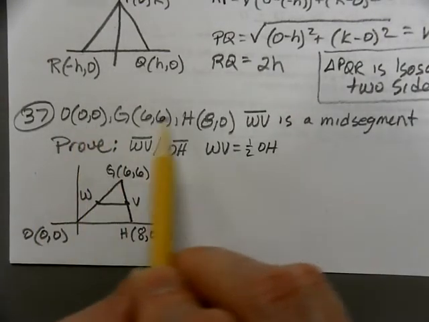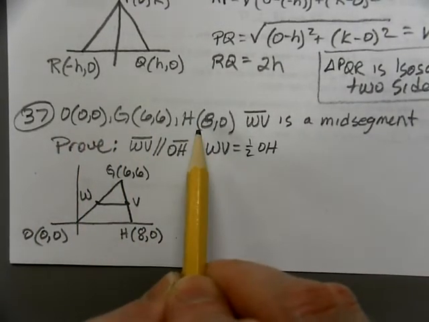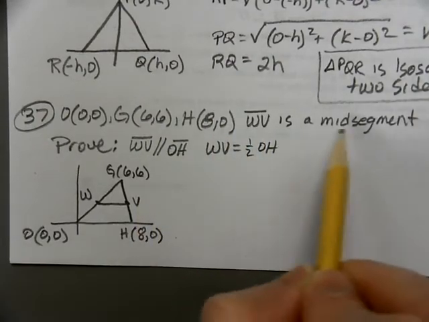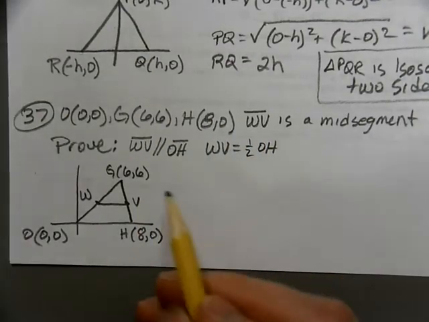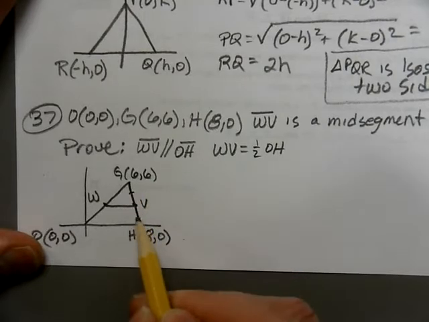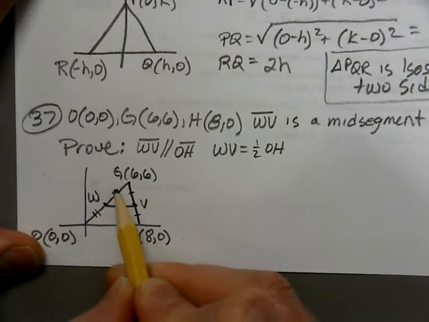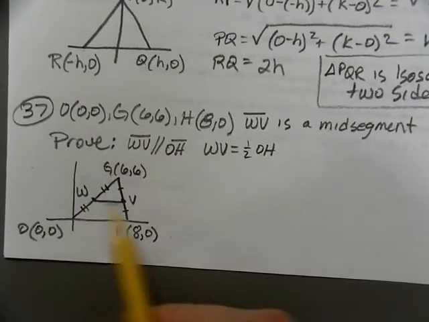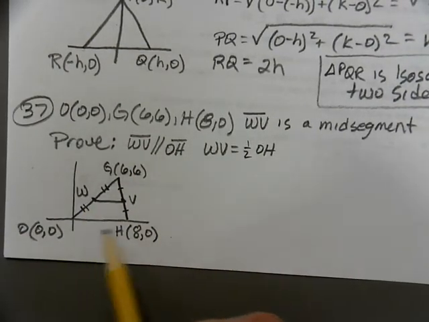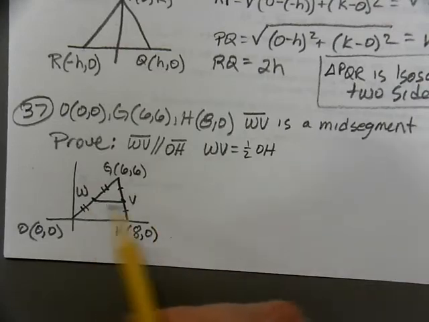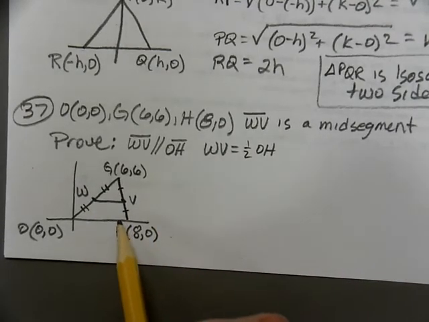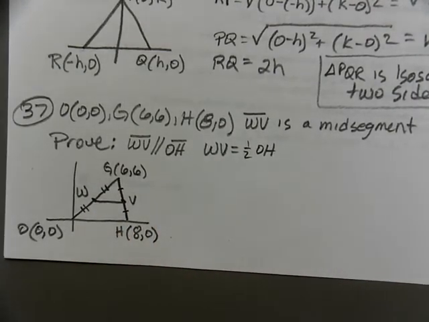Here we have given that we have points for a triangle, and we know that WV is a midsegment. What that tells us is that V is the midpoint and W is the midpoint. We're supposed to prove that WV is parallel to OH and that WV is half of OH. Well, that's what midsegment means, but they want us to actually show that. These are with numbers rather than variables, so maybe it's a little bit easier.